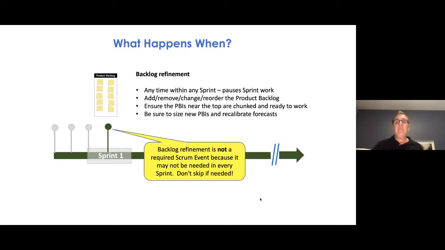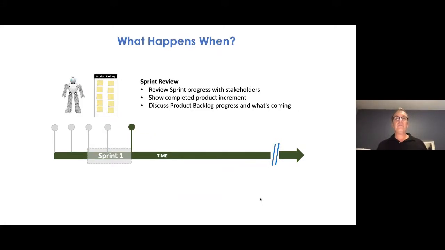And backlog refinement is not one of the required Scrum events, only because it may not be needed in every sprint. As you're reaching the halfway point in your project, you may find that your backlog's fairly stable, and I don't want to have a fixed required event when it's not needed. So that's why it's in there, it's discussed, it's just not described as a required event.